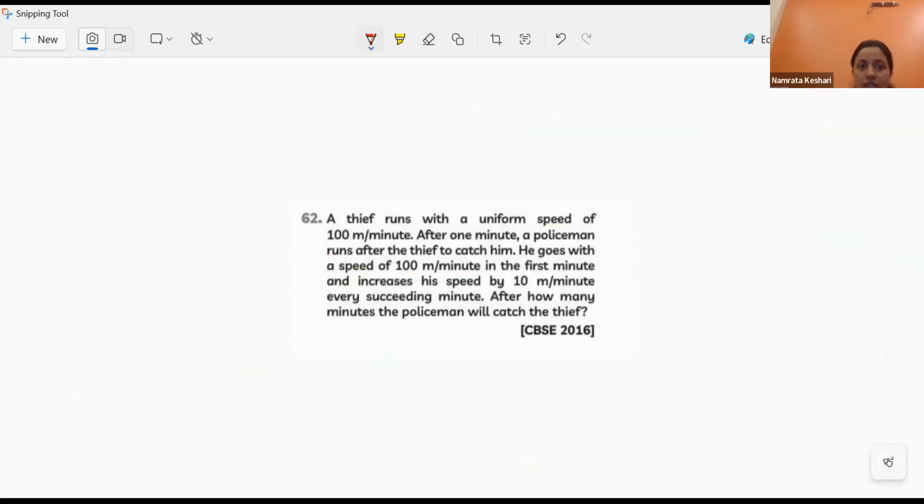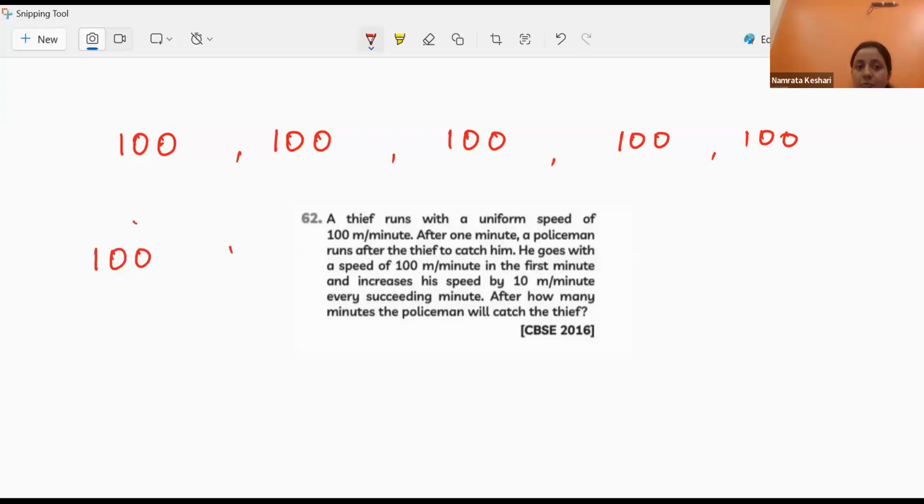Okay, rather than taking all together, just like the question we were doing, if we will take just the way it is given, the thief is covering 100 meter in the first minute, 100 in the second, 100 in the third, 100 in the fourth, 100 in the fifth, just like that. With the uniform speed, the thief is moving. And the policeman has started 1 minute late, after 1 minute. And for the first minute he covered 100 meter, next minute he covered 110 meter, next minute he covered 120 meter, next minute he covered 130 meter, and next minute he covered 140 meter. These two are in AP, two different AP we can see. Yes or no?